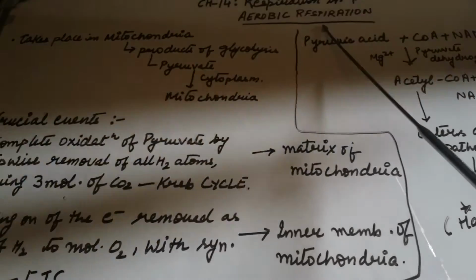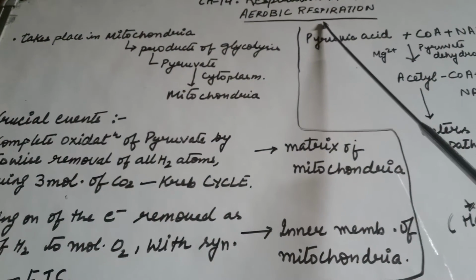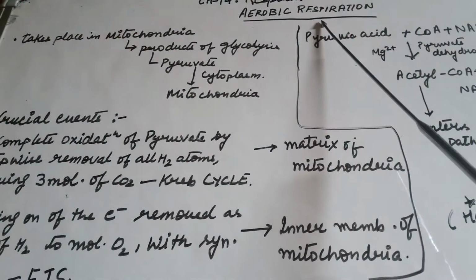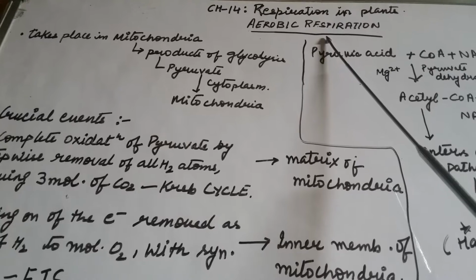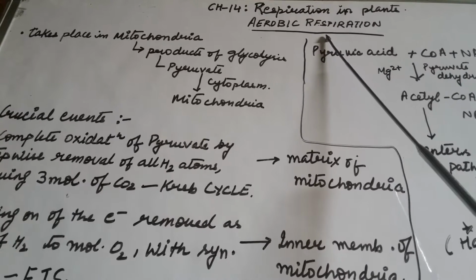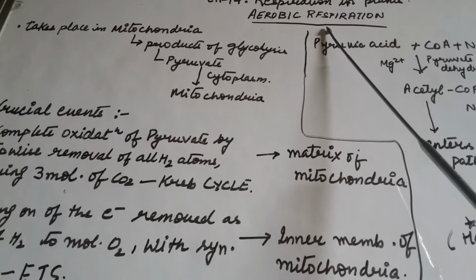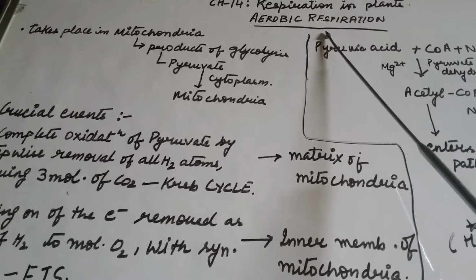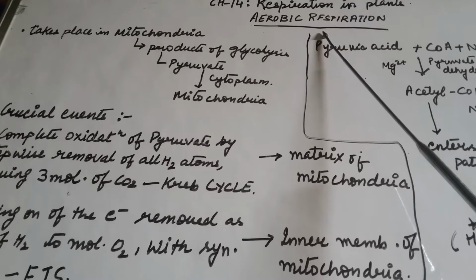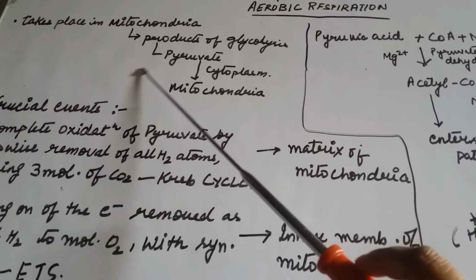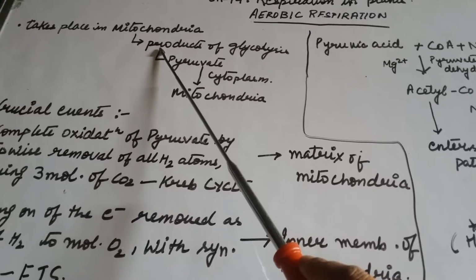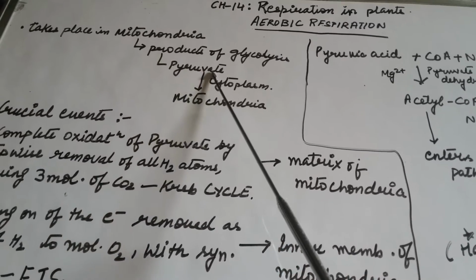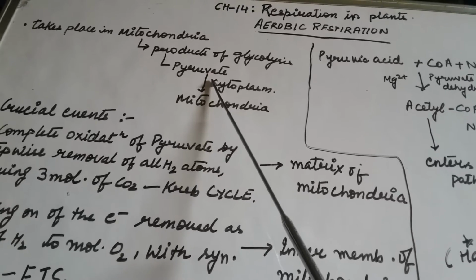It is the process that leads to the complete oxidation of organic substances in the presence of oxygen and releases carbon dioxide and water with the expenditure of a large amount of energy. This type of respiration is common in higher organisms. The process of respiration takes place in mitochondria, and the final product of glycolysis, that is pyruvate, is transported from the cytoplasm to the mitochondria.